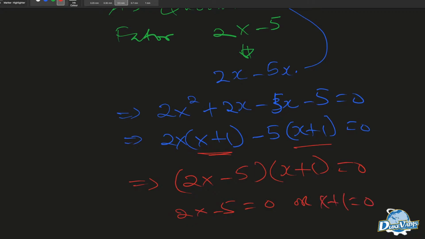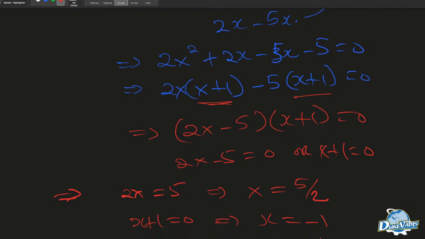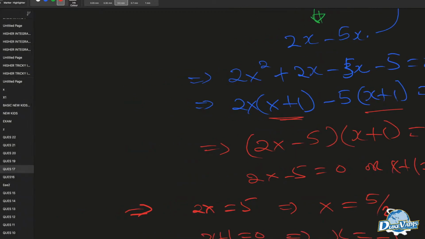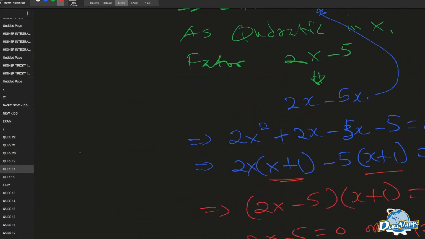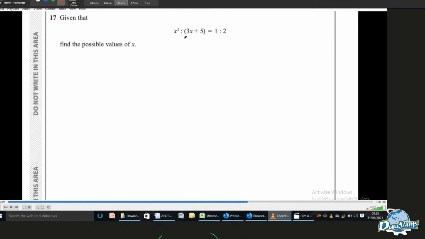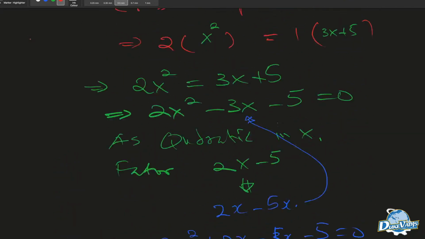And this implies that 2x equals 5, which implies that x is equal to 5 over 2. Okay, and x plus 1 is equal to 0, meaning this implies x equals negative 1. Okay, so the question says, let's go back again to realize what we have. Question number 17. So find the possible values of x. Yeah, so these are the possible values of x. Yeah, for the full mark. Let's tackle question 18.